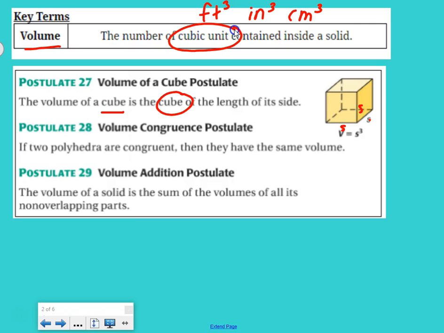Postulate 29, volume addition postulate: the volume of a solid is the sum of the volume of all its non-overlapping parts. So if we had another cube drawn on top of here, then we could take the volume of the two cubes and add them together.